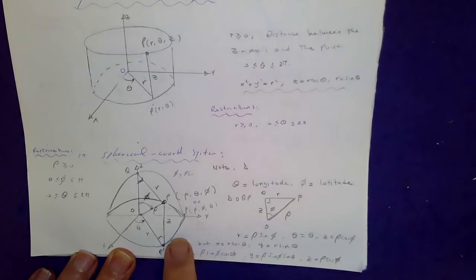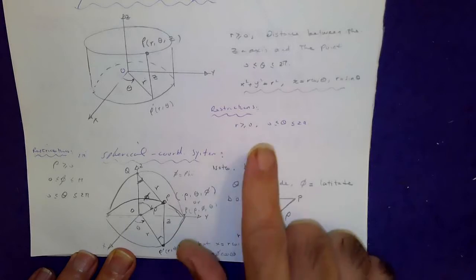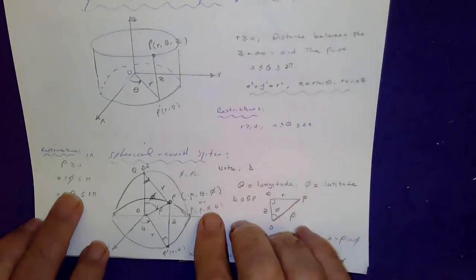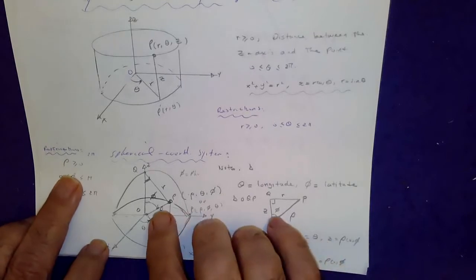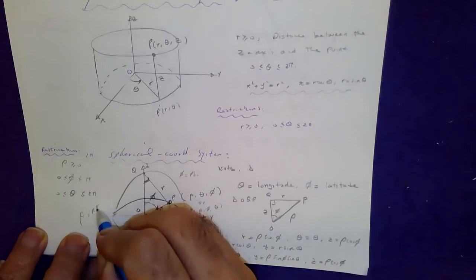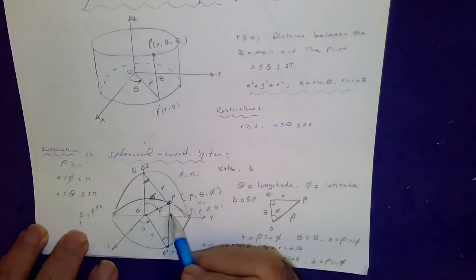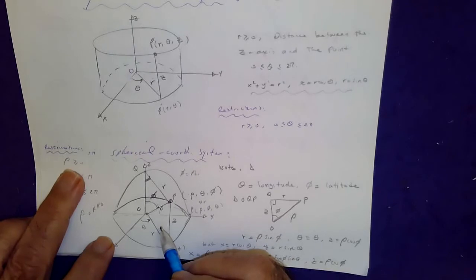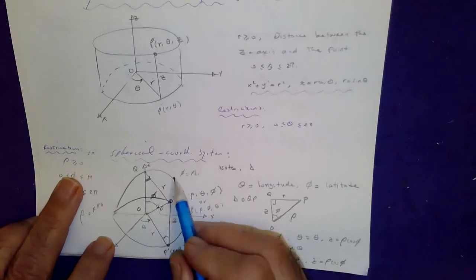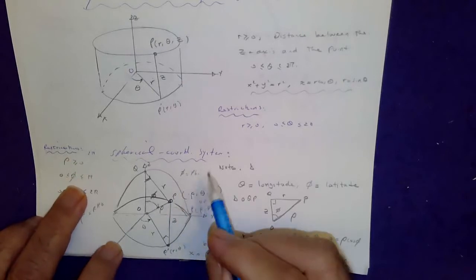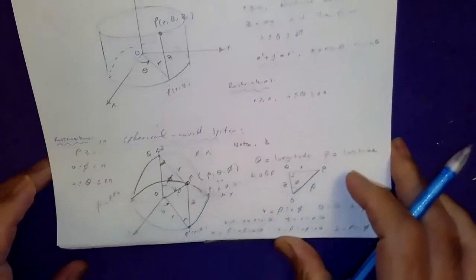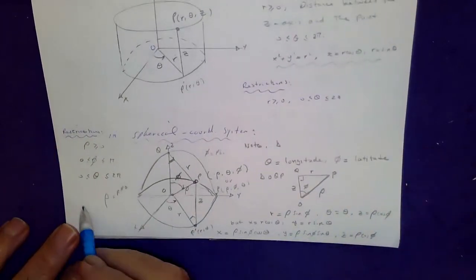So what's happening is, just like any other coordinate system, like cylindrical, we have restrictions. Rho, that's how this Greek letter is pronounced, is a distance, so it has to be positive, between the origin and the point in spherical coordinates. Phi can only go from the North Pole to the South Pole. In other words, phi has a restriction.